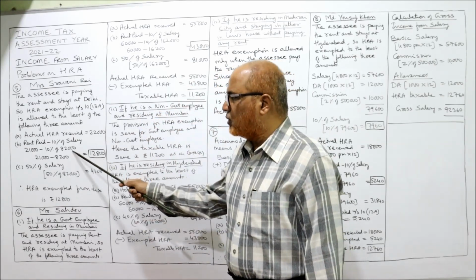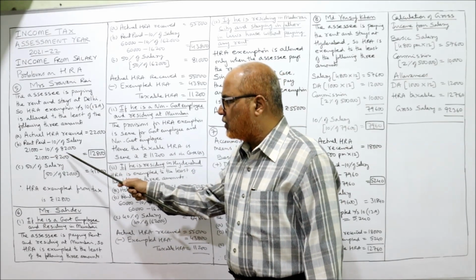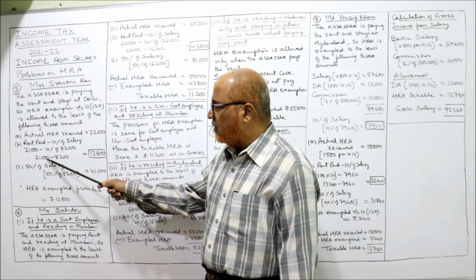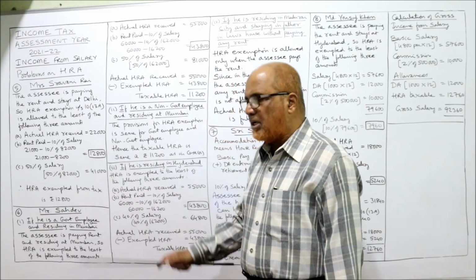So only salary, 82,000. So 10% of 82,000 is 8,200. So 21,000 minus 8,200 is 12,800.